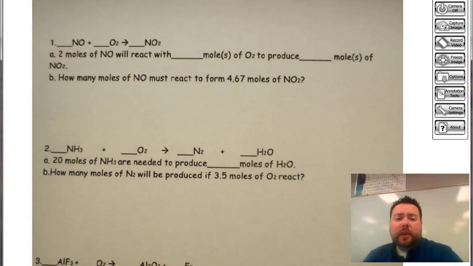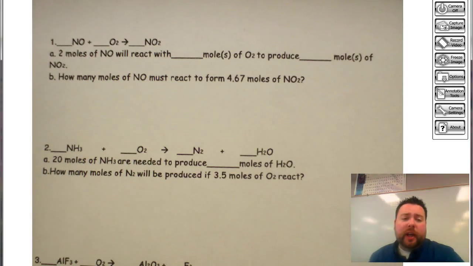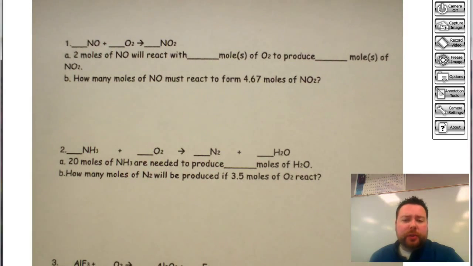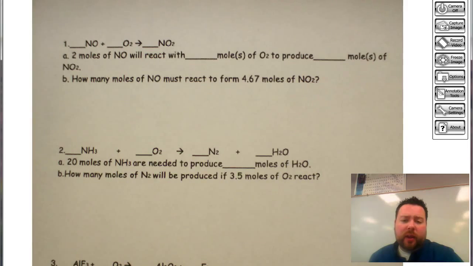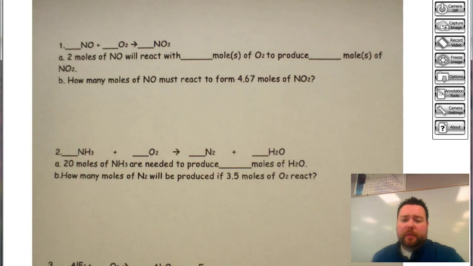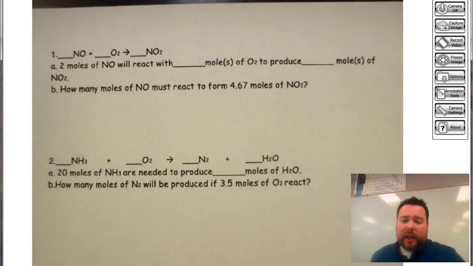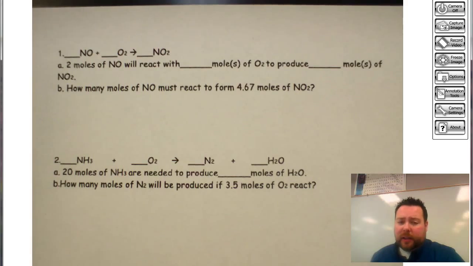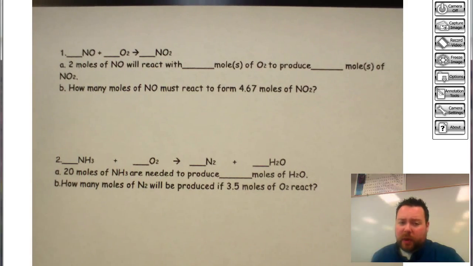Hello, this video is about stoichiometry, mole-to-mole conversions more specifically. I just wanted to go through a couple of practice problems to help give you the idea of what we're trying to do and how we solve these types of problems. I gave you this sheet in class, so you can follow along and help fill this in if you'd like. I'm going to start with number one.